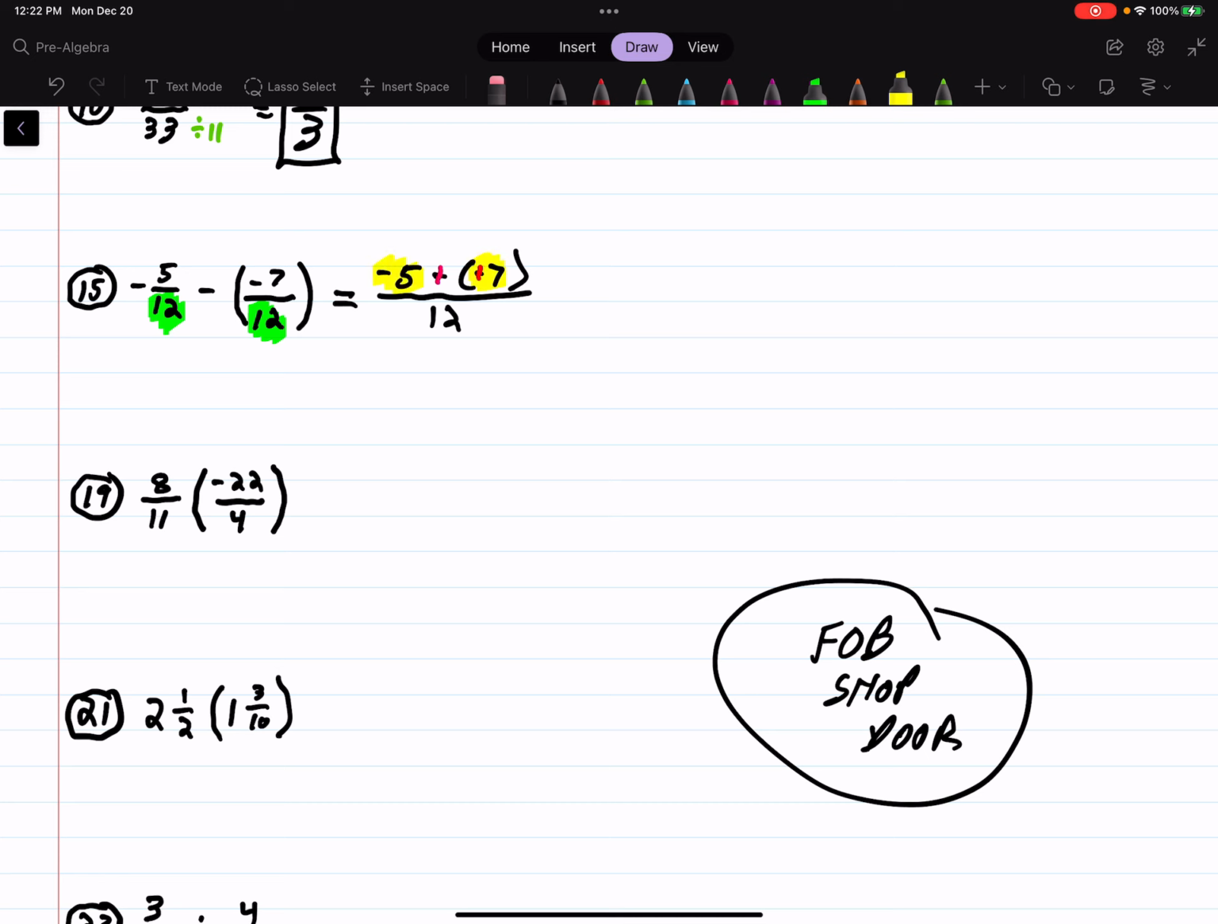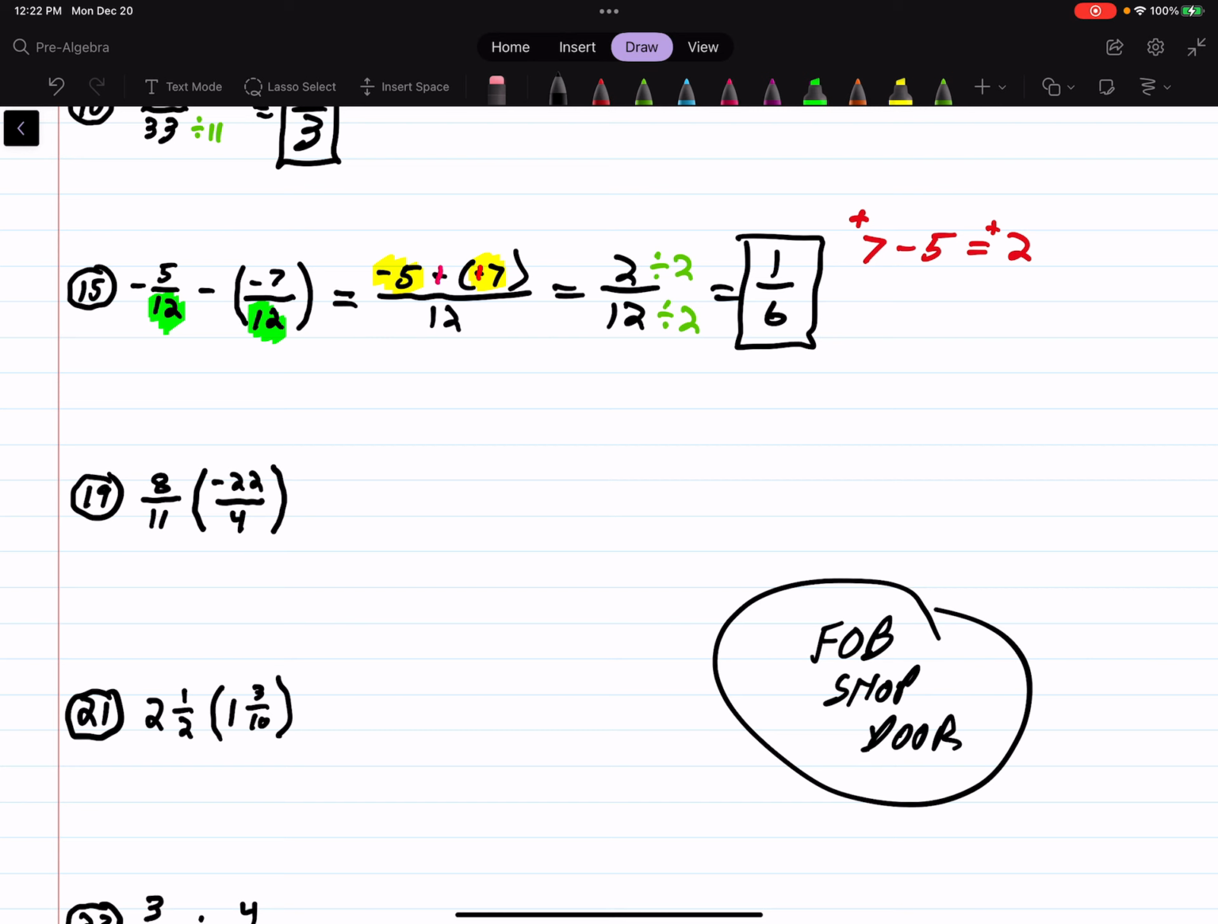Take the big number, which is 7, minus the small number, which is 5, gives us 2, and we use the sign of the big number. The big number was a positive, so we're going to have a positive. So our final answer on that top part is 2 over 12, which we see we can simplify by dividing by 2 on the top and on the bottom. We end up with 1 over 6, and that's the answer to number 15 in simplified form.